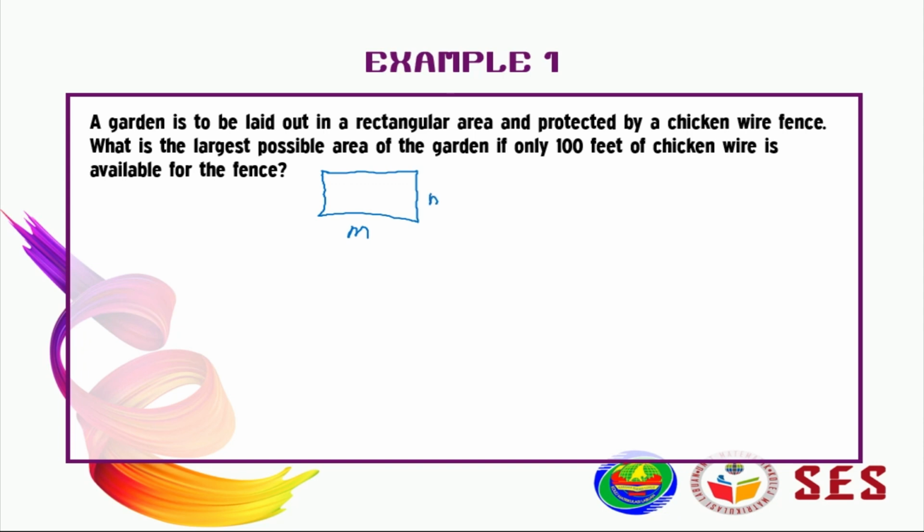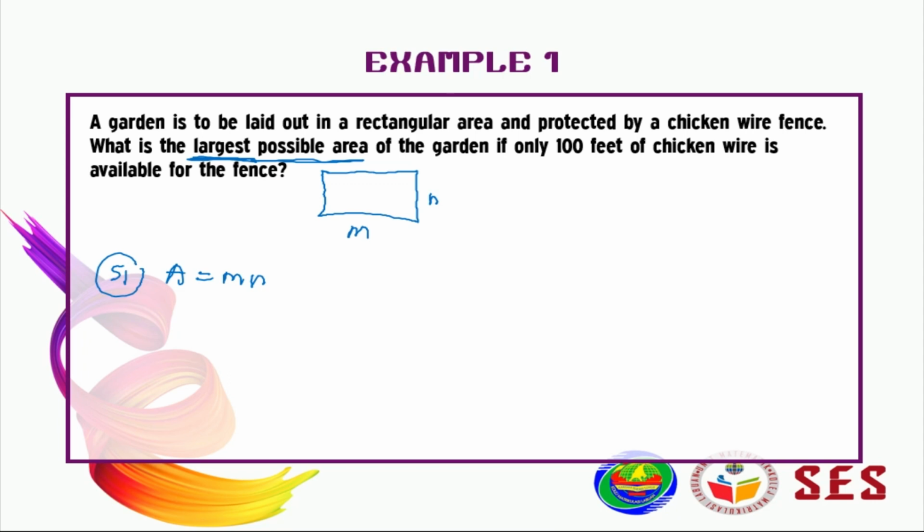So what is your first step? The first step is you need to identify the variable to be maximized or minimized. There is no maximum or minimum word in this question, but you have largest, and largest means maximum. So you need to find the largest possible area, which means your variable, your equation is going to be, I'm going to denote A for area, so A is going to be equal to m times n. So area is equal to length times width.